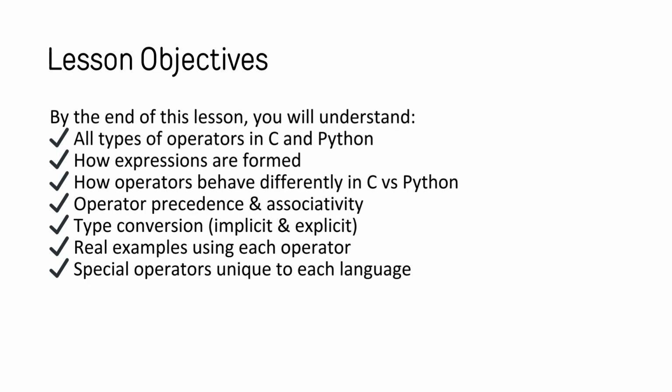In this lesson, we are going to explore one of the most important topics in programming, that is, operators and expressions in both C and Python. By the end of this lesson, you will clearly understand all the main types of operators used in C and Python, how expressions are formed using these operators, the key differences in how operators behave in C and Python, as well as operator precedence and associativity rules, implicit and explicit type conversion, real world examples using each type of operator, and special and unique operators found in both languages.